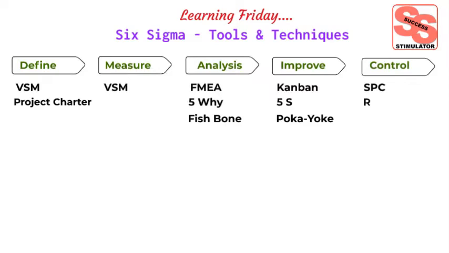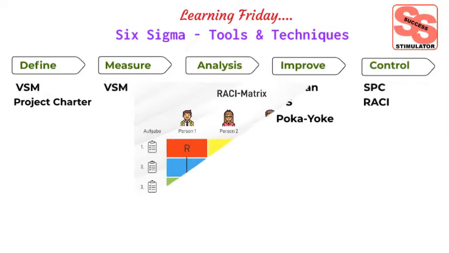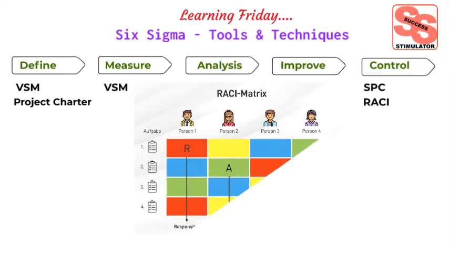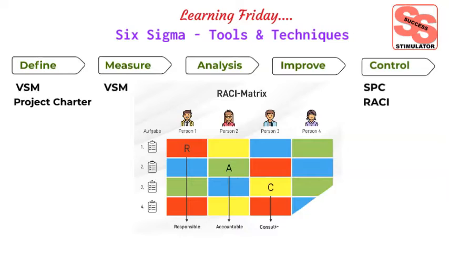Next one is RACI Matrix. A RACI matrix, also known as a responsibility assignment matrix, is a diagram used in project management to define team roles across 4 categories: responsible, accountable, consulted, and informed.